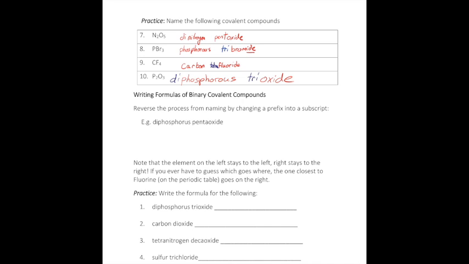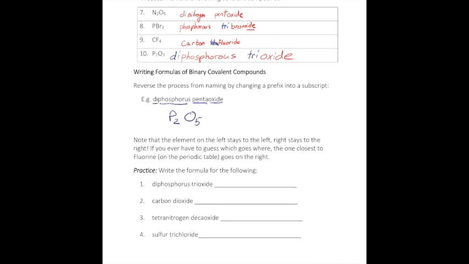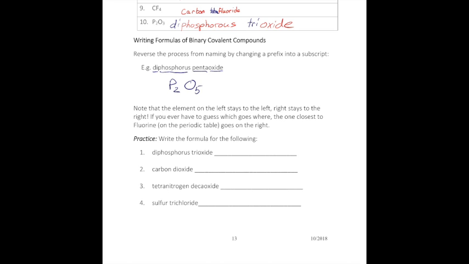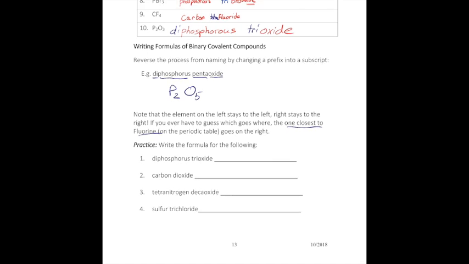Now we could reverse the process. So here we have diphosphorus pentaoxide. So we know that phosphorus is a P, oxide is an O. Then we look at the prefix di, put a 2, penta, put a 5. I like this a lot better than ionic. There's no guessing here. You just follow what the words say. You do have to learn the prefixes, but once you know the prefixes, you can just go for it. So now, if you want to know which one's left and which one's right, well, the right one will always stay on the right, the left one stays on the left. If you have to guess, then it's always the one that's closest to fluorine on the periodic table that goes to the right. So you can check here.